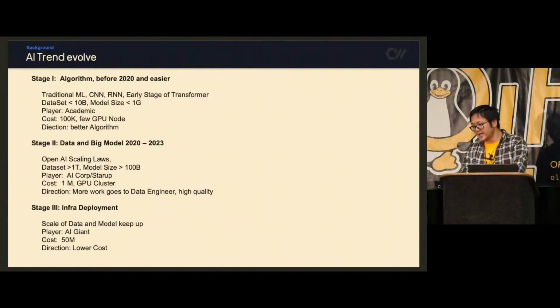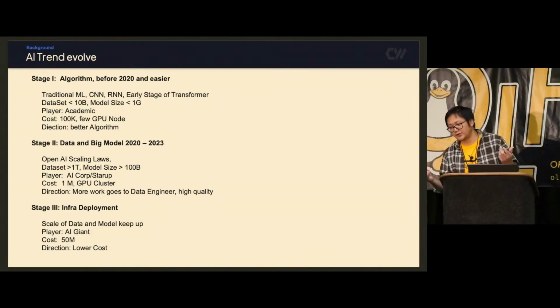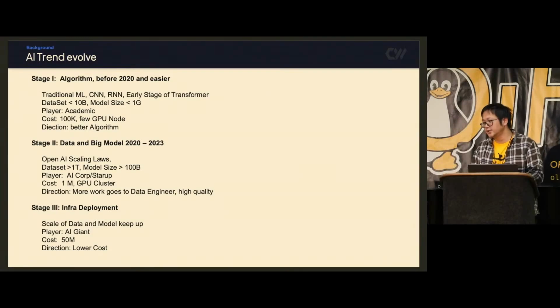So before 2020, it's more like traditional machine learning or very simple neural network learning. The data set is relatively small. It's only like 10 billion parameters. The model size is also small, like 1 gigabyte, and a professor in a school could develop that. They could spend only like 100K, buy a few GPU nodes, and they could totally develop that. And their focus is how to get a better algorithm.